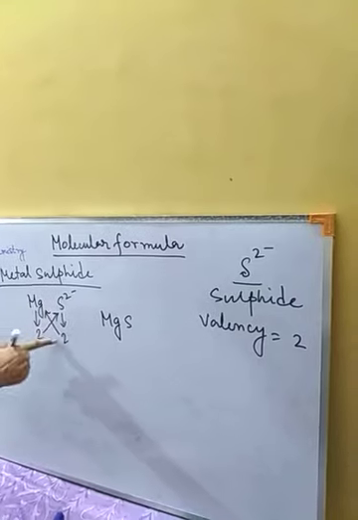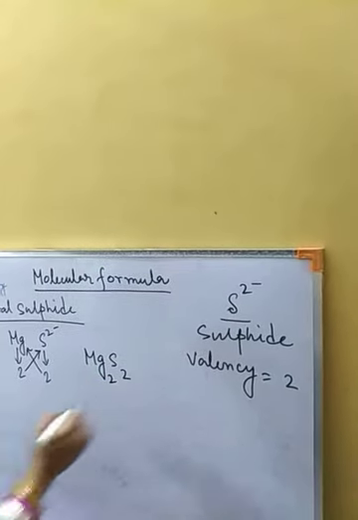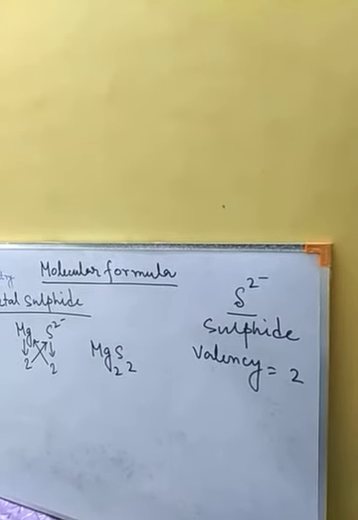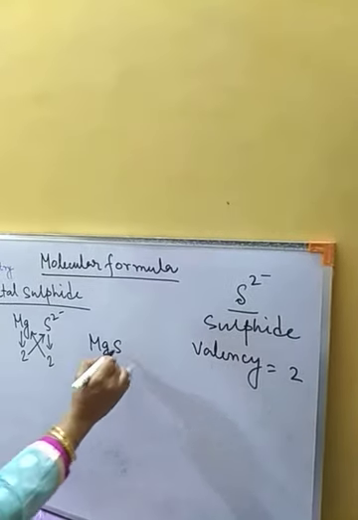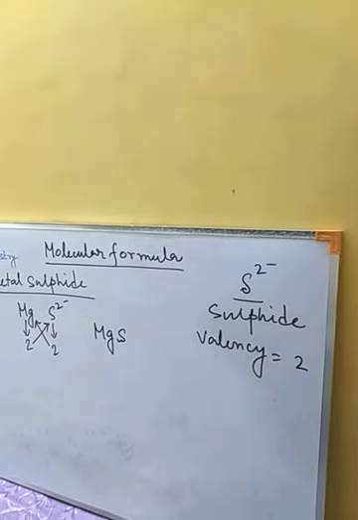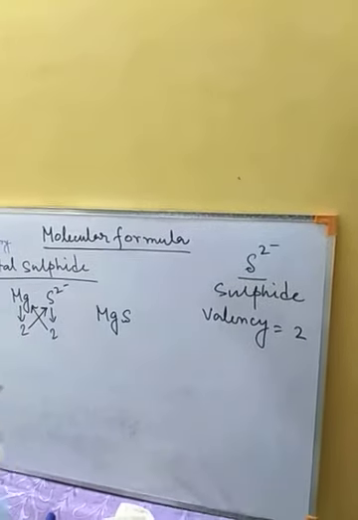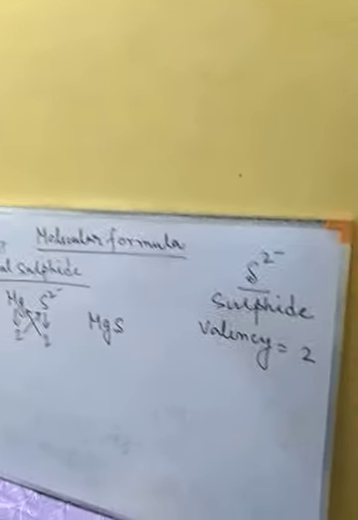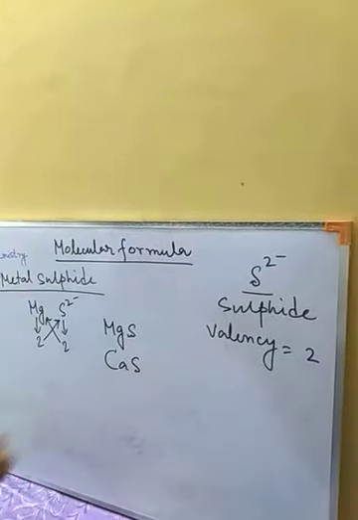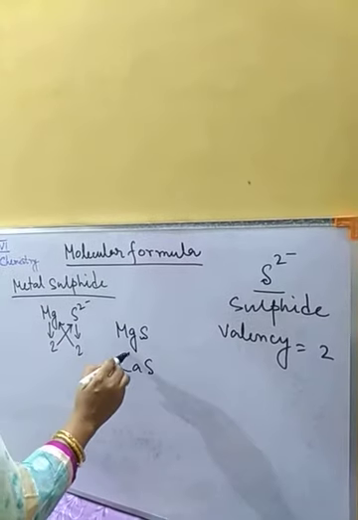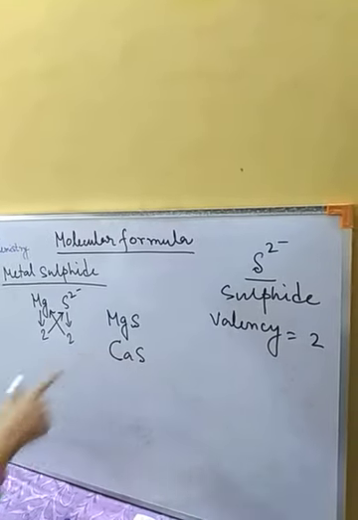Now we have to cross the valencies. As both have valency 2, this would be Mg2S2, but as both are the same, we don't write this, only MgS. This is magnesium sulfide. In this manner, calcium sulfide is CaS. Calcium's valency is also 2, so just like magnesium, we write both side by side.